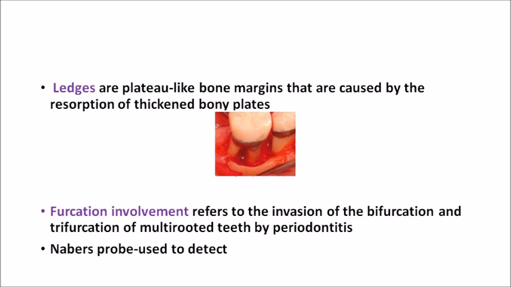And the last one is furcation involvement. It refers to the invasion of the bifurcation or trifurcation of multi-rooted teeth by periodontitis. So when bone loss occurs in the furcation area, it is known as furcation involvement. And the probe used to detect furcation involvement is Nabers probe. This is also an important question. Nabers probe is used to detect furcation involvement.